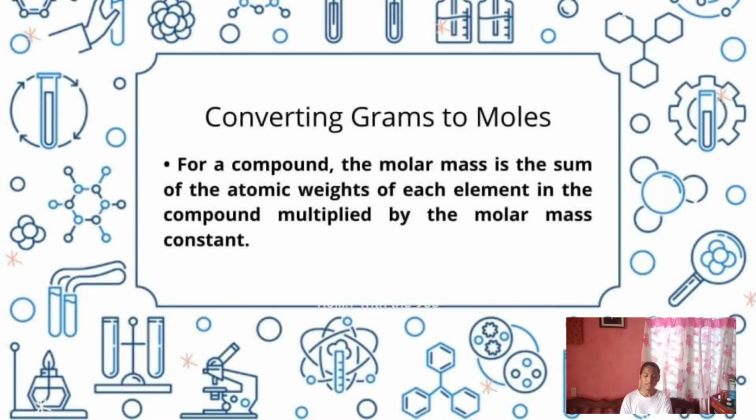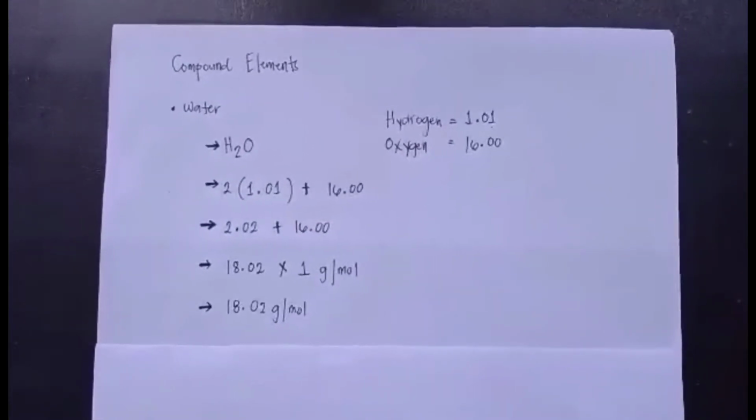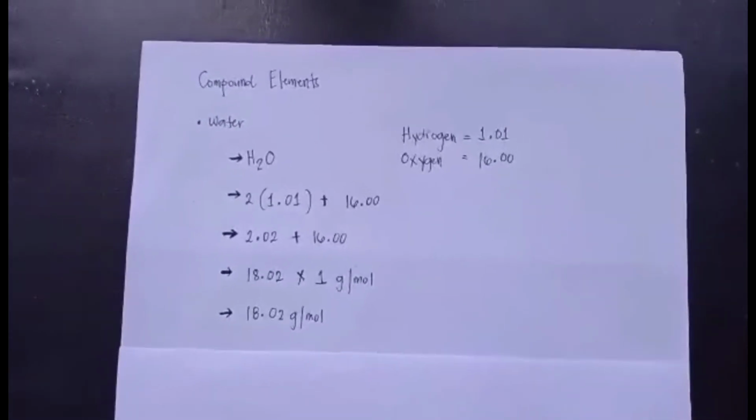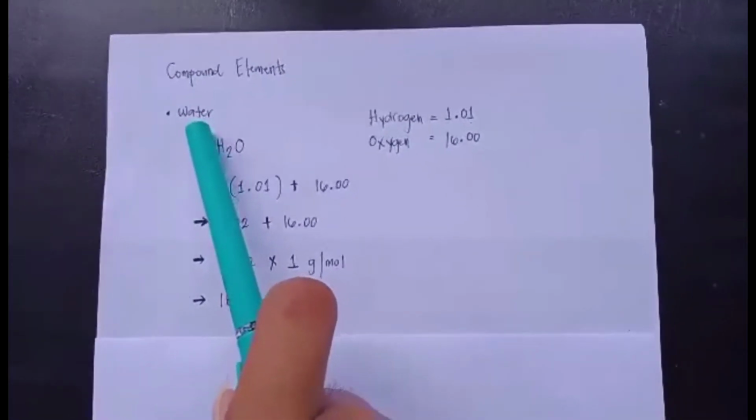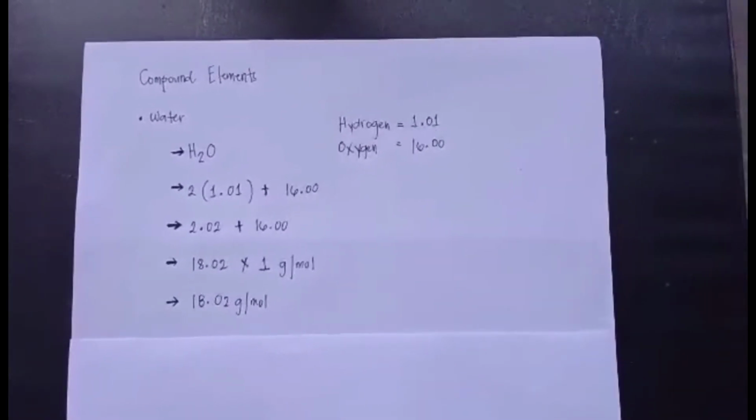For a compound, the molar mass is the sum of the atomic weights of each element in the compound multiplied by the molar mass constant, 1 gram per mole. Here are some examples of molar mass of compounds. First example is water. Water's formula is H2O. We need to identify first the atomic mass of each element.